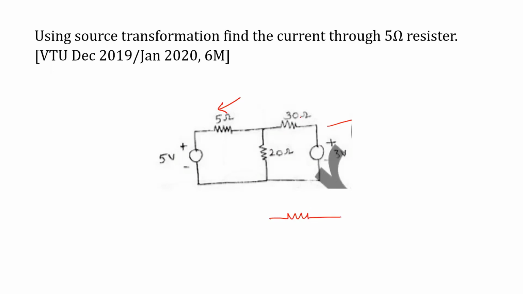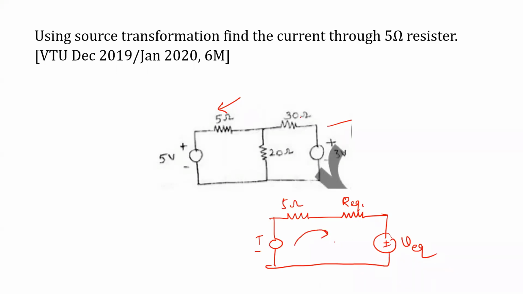Again, convert the current source in parallel with the resistance into a voltage source in series with the resistance. Finally, we will have one 5 ohm resistance, the equivalent resistance, and this voltage. Then the current is flowing in this fashion. It is I. Then I should be calculated. Tell me your answer in the next class. If you are facing any problem, I will solve it once again.